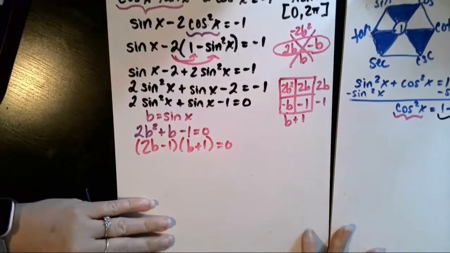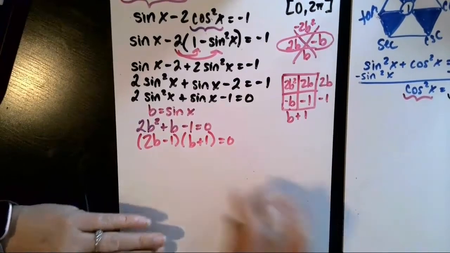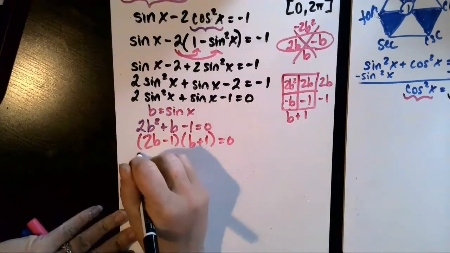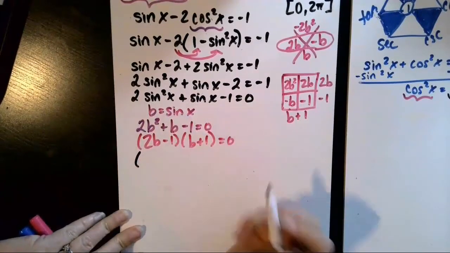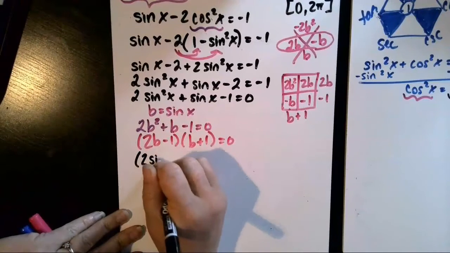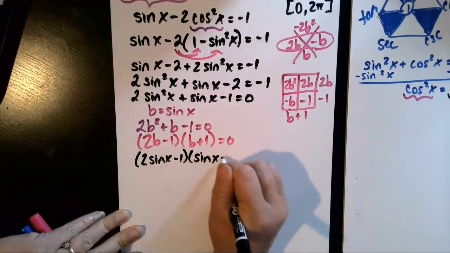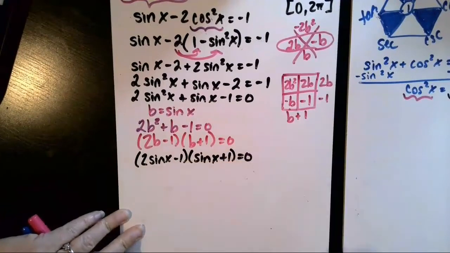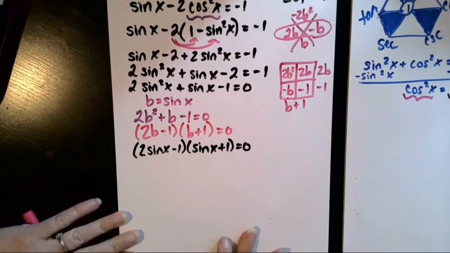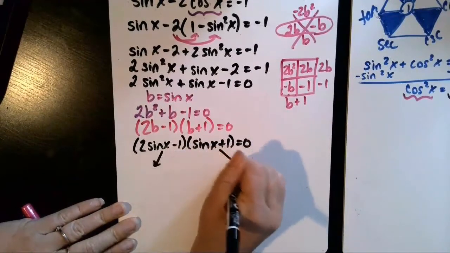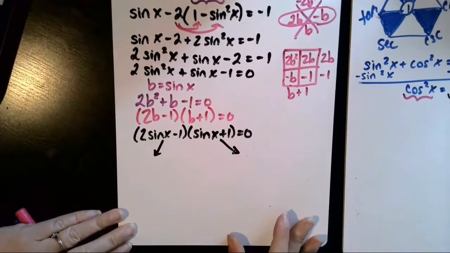So we used that substitution of the b just to make this easier to factor. Now let's go ahead and put it back. Since b is equal to sine of x, this is 2 sine of x minus 1 times the quantity sine of x plus 1 equals 0. Now we can apply the zero product property. So each of these will be its own problem.